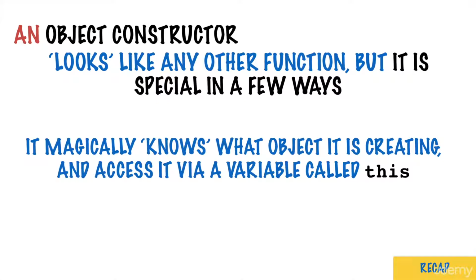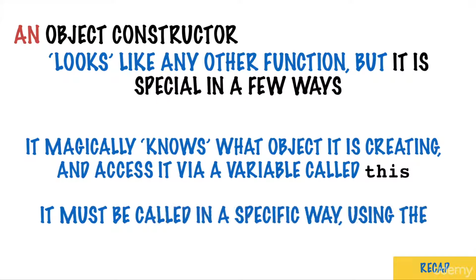Remember that object constructors magically, that is implicitly, know what object they are creating, and that object can be accessed by the this keyword within the constructor. The second reason it's special is that it needs to be called in a very specific way. You simply don't invoke an object constructor like you would other functions. You have to use it along with the keyword new.